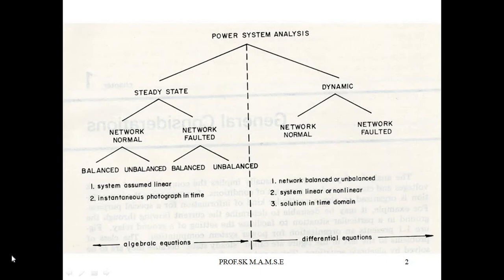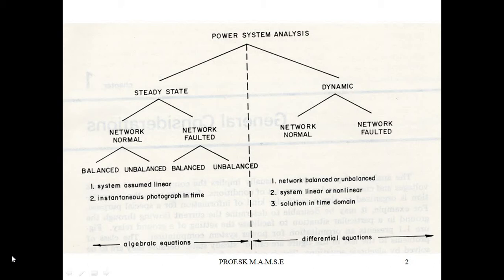Power System Analysis: steady state and dynamic. Steady state: network normal, network faulted. Network normal means balanced or unbalanced. Network faulted: balanced or unbalanced. First, the system is assumed linear. Second, it is an instantaneous photograph in time. Then algebraic equations. Then dynamic: network normal, network faulted.